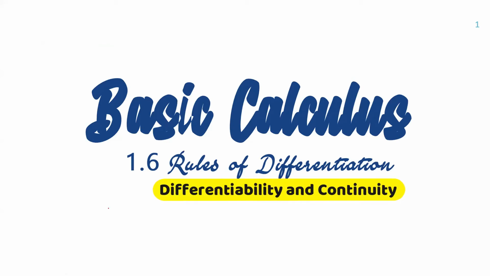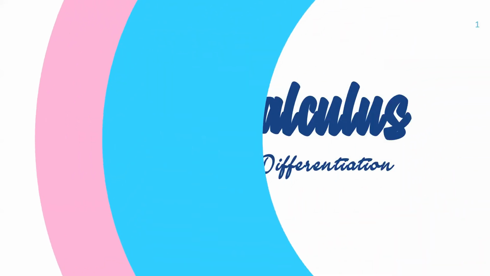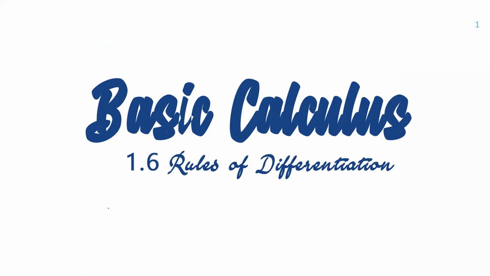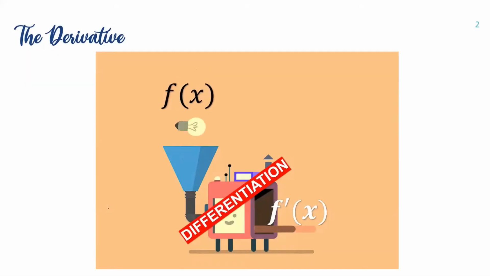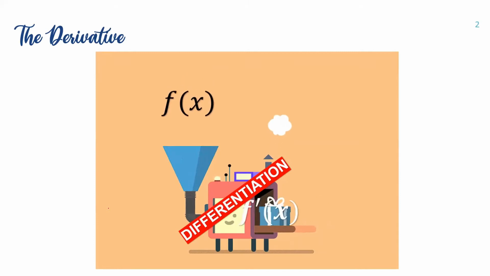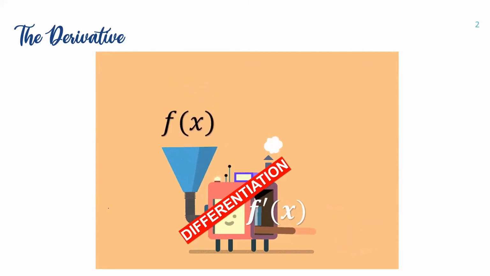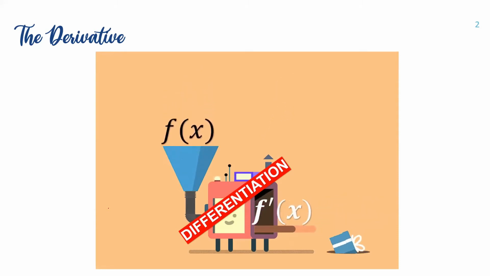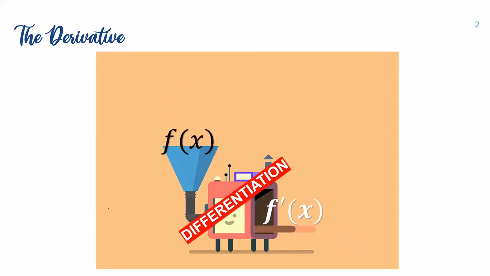Good day. This is Basic Calculus, topic Differentiability and Continuity. So we have learned that the slope of the tangent line m to the curve y equals f of x is evaluated using the limit of the difference quotient as h approaches 0.